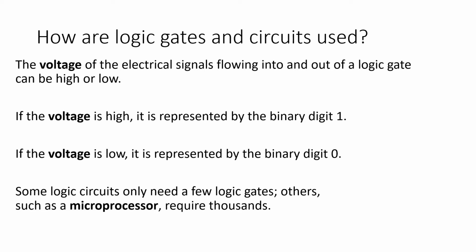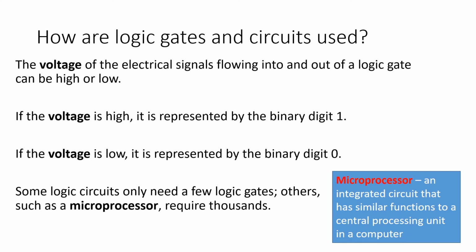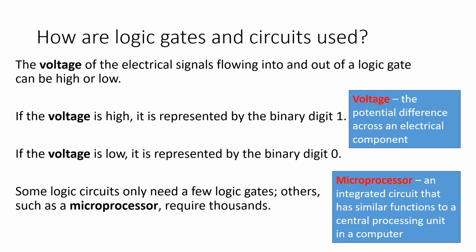Some of the circuits are very simple, just a few gates. Other ones use much more complex structures called microprocessors, which will require thousands of logic gates. So microprocessor, key term: an integrated circuit that has similar functions to a central processing unit in a computer. It's just much simpler. Voltage, just in case you don't know what that is: potential difference across an electrical component. The potential difference across an electrical component.